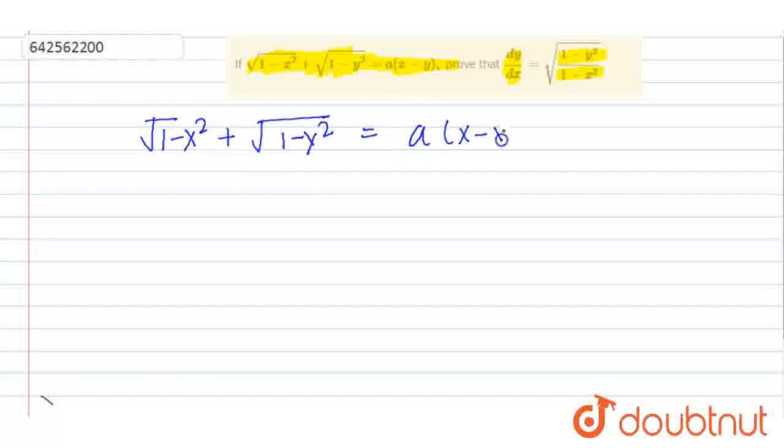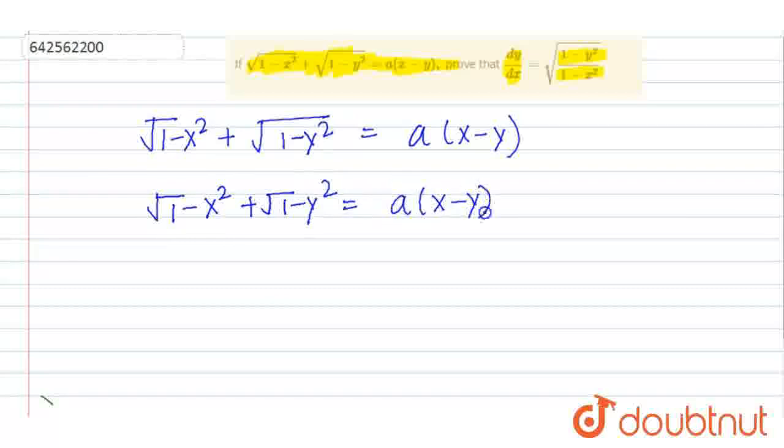So we will start from here, right? We will start from this part. So what we will do in this part? First, I can write root 1 minus x square plus root 1 minus y square is equal to a(x minus y), as the first equation, right?